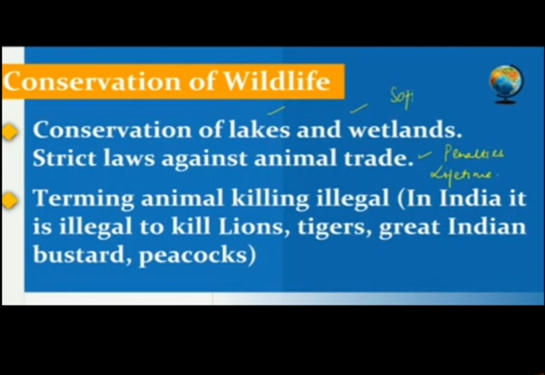Conservation of wildlife, there are so many things we must know about. So conservation of creeks, lakes and wetlands is necessary to save the precious resource from depletion. There is a balance in the environment, and the relative number of species should not be disturbed. This balance should not be disturbed. So that's why conservation of lakes and wetlands is very necessary, beta.